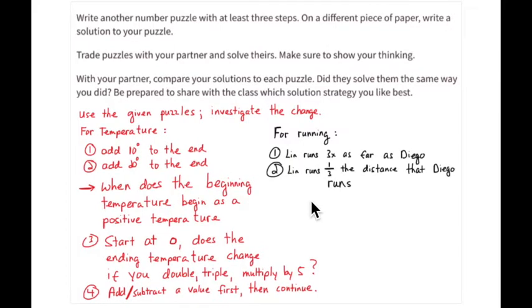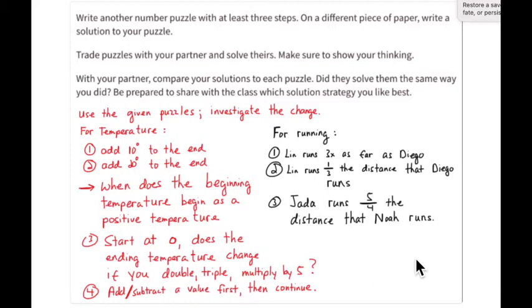What about the running puzzle? What if Lynn runs 3 times as far as Diego? Or what if Lynn runs 1/3 the distance that Diego runs? Make up 2 puzzles, one in which Lynn runs 3 times as far as Diego, and another one in which Lynn runs 1/3 the distance that Diego runs. What happens to the puzzle then?